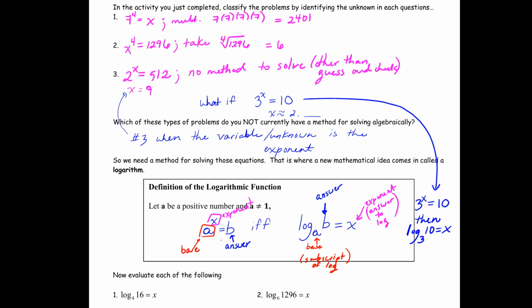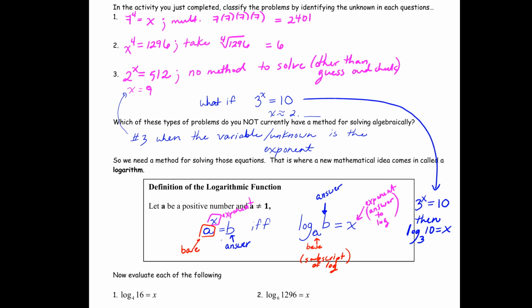Now, what could we write in that base? What would I write in if I'm solving this example on the screen? 3 to the 10. So I'm looking at log base 3 of 10, and what's the answer? 2.095903. So you guys had some good guesses.